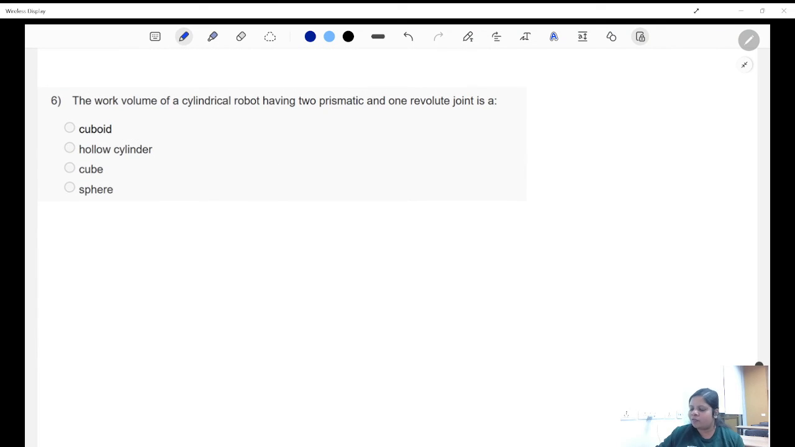Okay. The work volume of a cylindrical robot having two prismatic and one revolute joint is what? This is mostly an imagination kind of question. I want to listen to your intuition at least. What do you think? There are two prismatic joints. I would clarify it more for you. Obviously, they are not along the same axis, right? It would be along some other axis only. If it is along some other axis, how would it look? Or what would be the volume?